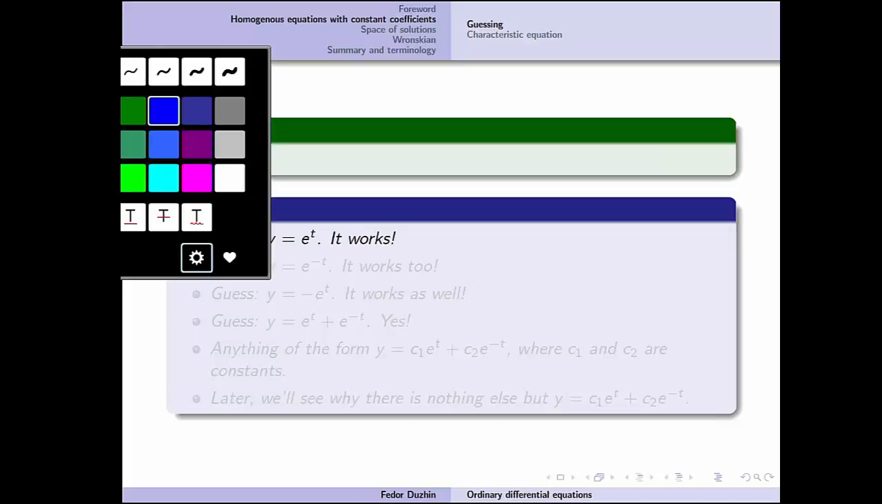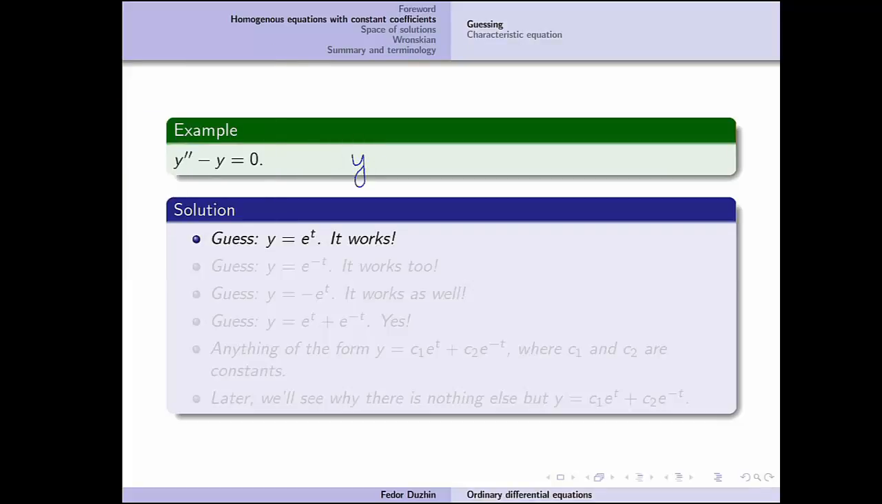So if y equals e to the t, then y prime equals e to the t, y double prime equals still e to the t, and then of course y minus y double prime equals e to the t minus e to the t, which is 0. So this function does satisfy the differential equation.